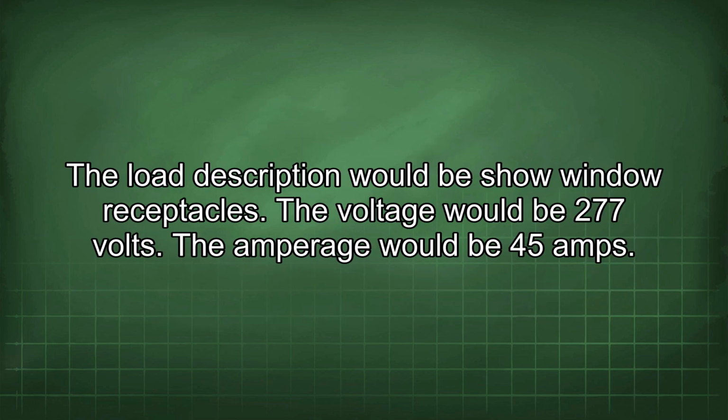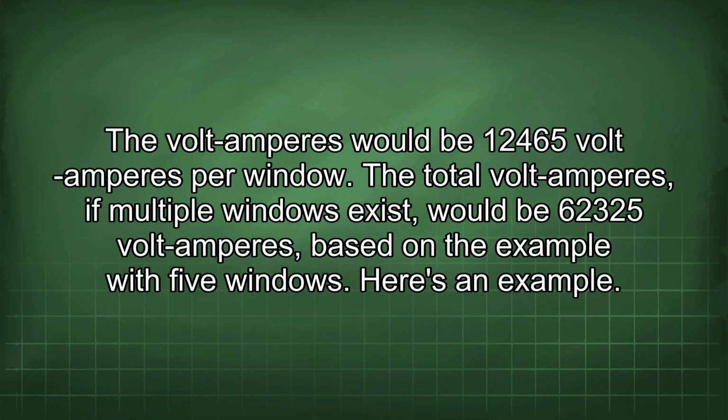The load description would be show window receptacles. The voltage would be 277 volts. The amperage would be 45 amps. The volt-amperes would be 12,465 volt-amperes per window. The total volt-amperes, if multiple windows exist, would be 62,325 volt-amperes based on the example with 5 windows.